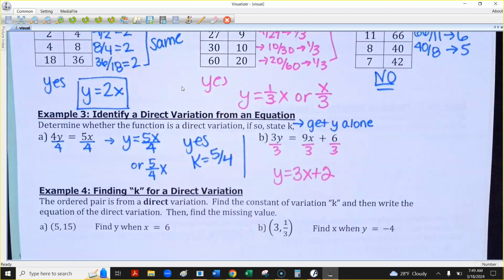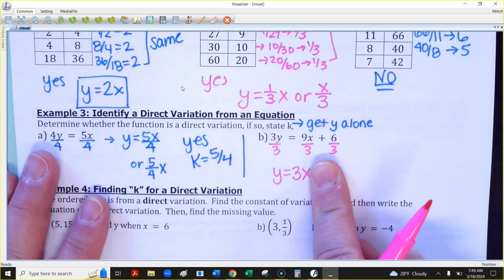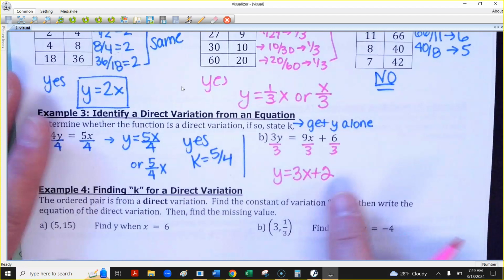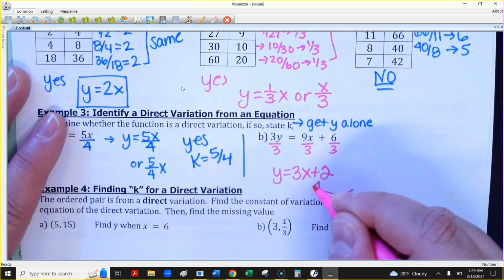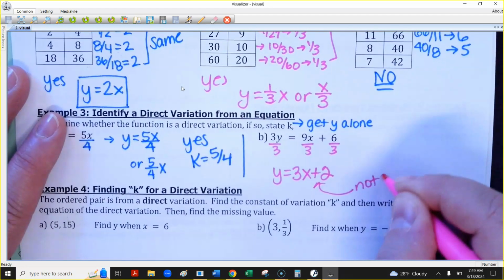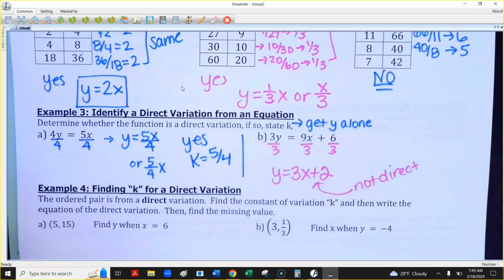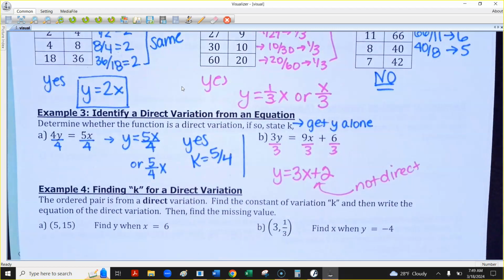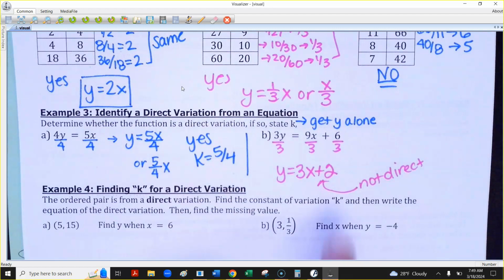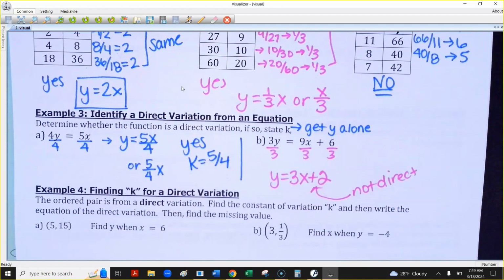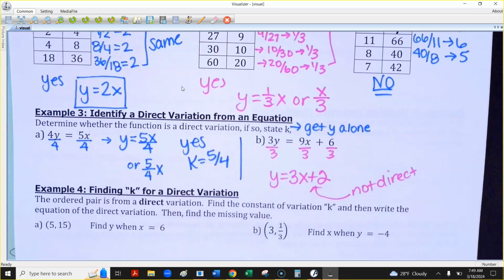No. It literally just has to be number times x, nothing else involved. If you have adding or subtracting, that ruins the whole thing. So this is not going to be a direct variation. Or you can just write no, you don't have to do a bunch of work. Like I could tell before even doing that problem that I have this thing added to the side, so I knew it wasn't going to be, but anything added or subtracted ruins that. It has to be just a plain number times x.